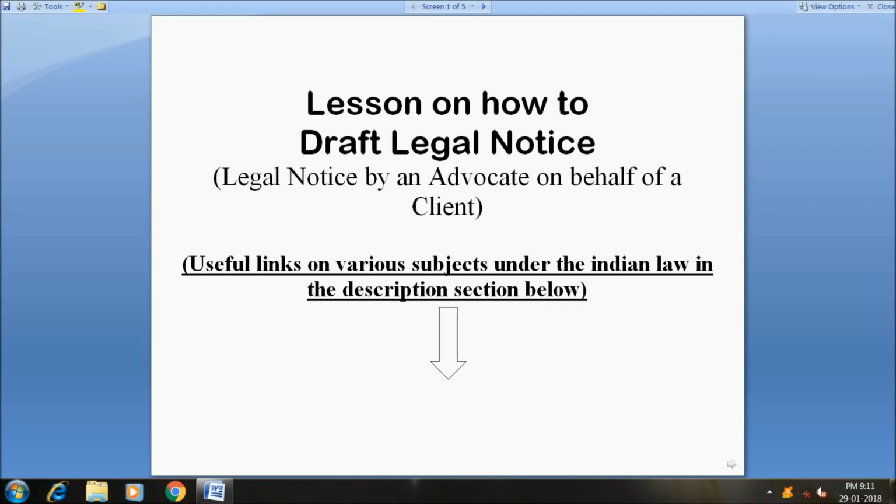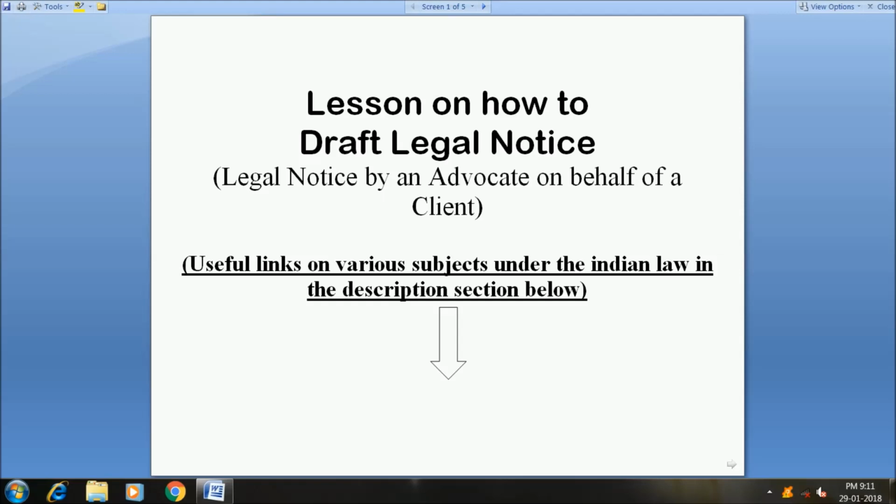For that matter, I would also like to point out that there is no mandate under the law wherein a legal notice is required to be issued. There is no specific provision under the civil law, at least, that you have to issue a legal notice for the purpose of filing a civil suit. A civil suit can also be filed directly so long as there is a cause of action. But there are certain specific provisions of law, certain specific enactments of law which require a specific legal notice to be issued.